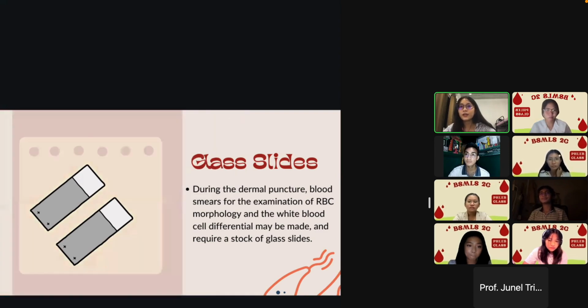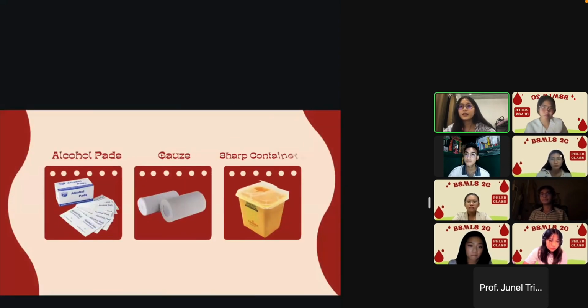Then next, we also have your alcohol pads. So syempre, before tayo magkakandak ng capillary puncture, kailangan ng disinfection. Yan ang importante bago tayo mag-create ng incision. So the product used most often to cleanse and disinfect the site prior to venipuncture is 70% isopropyl alcohol in towelette form. Then next, we also have the gauze.